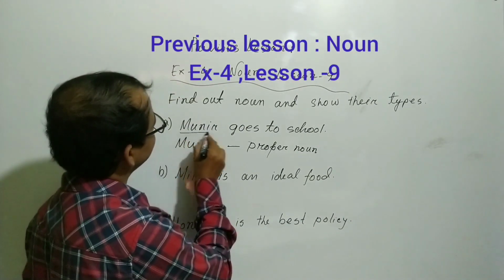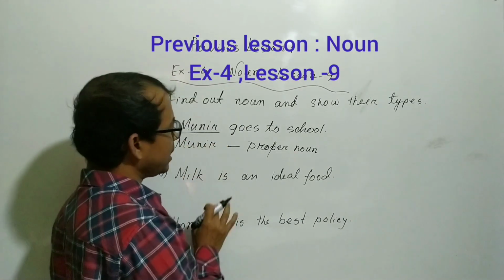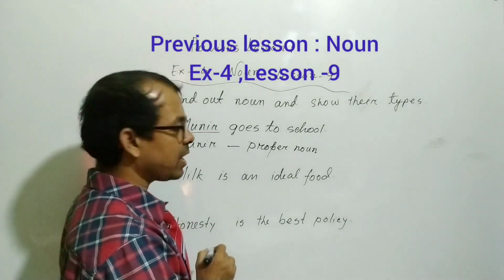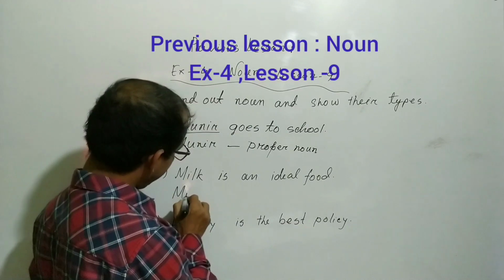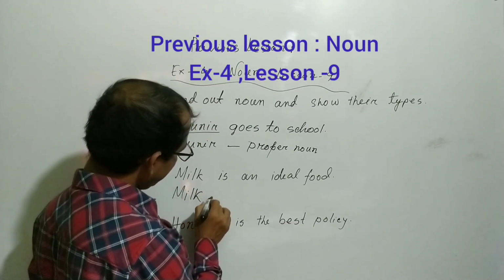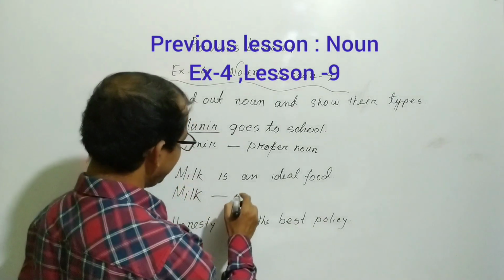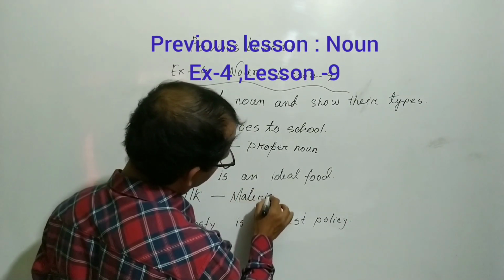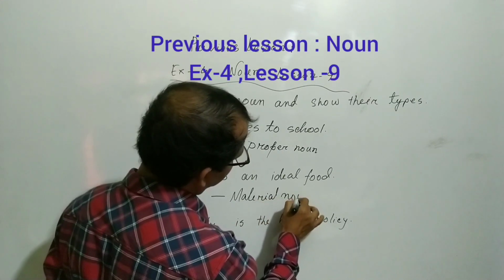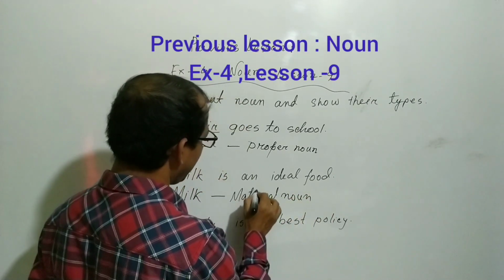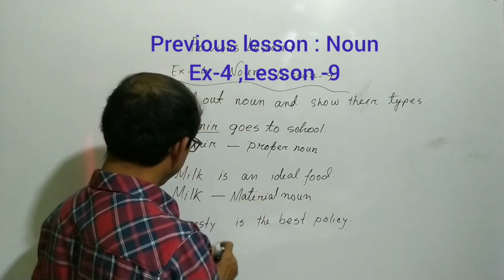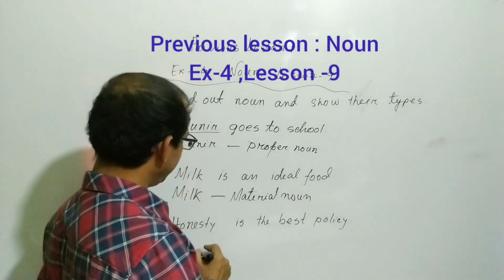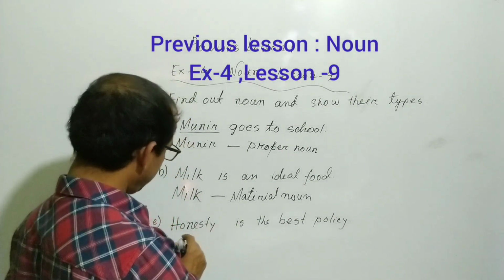Milk. So milk is an ideal food. So my dear student, can you tell me which one is noun? Yes, milk. So can you tell me what kind of noun is this? Yes, this is a material noun. M-A-T-E-R-I-A-L, material noun. Can you tell me why? Because milk cannot be counted. We cannot count. That's why this is a material noun.